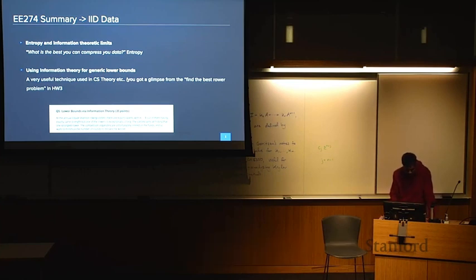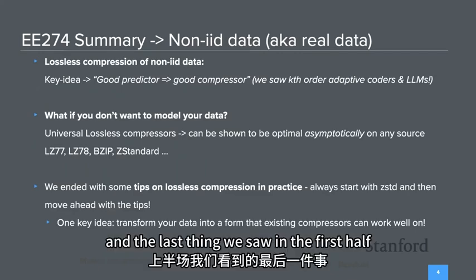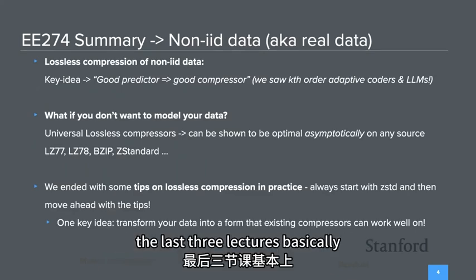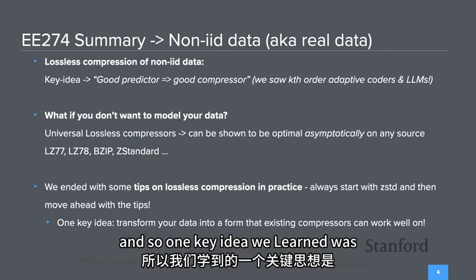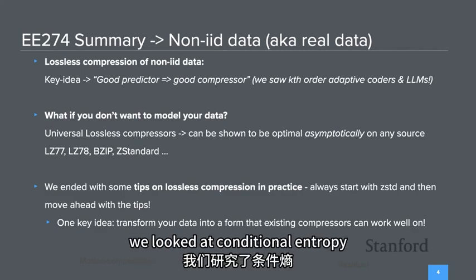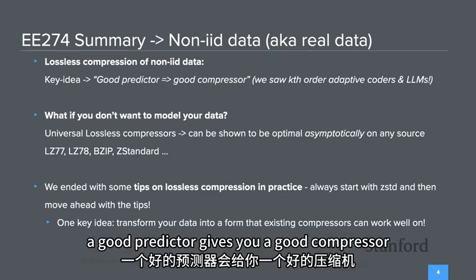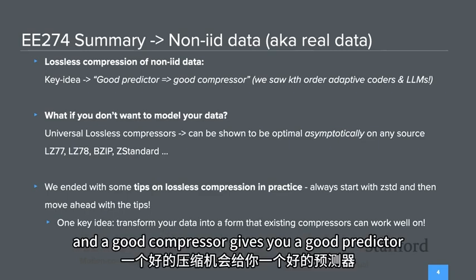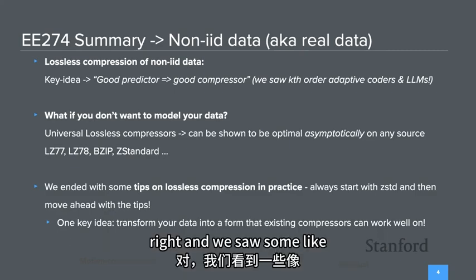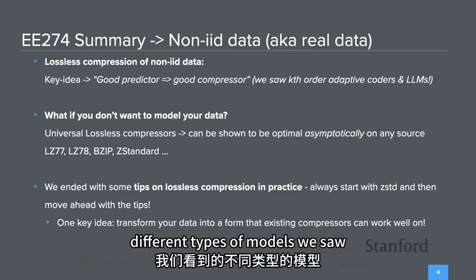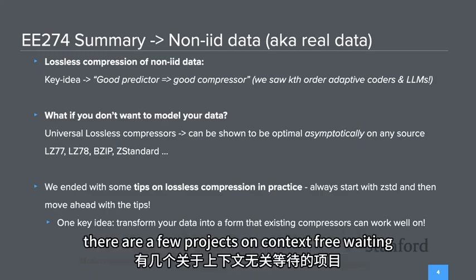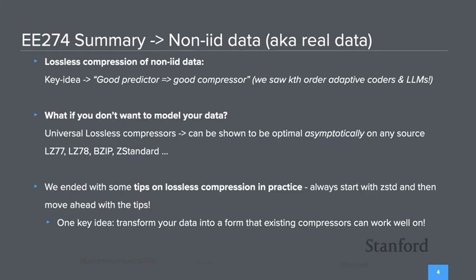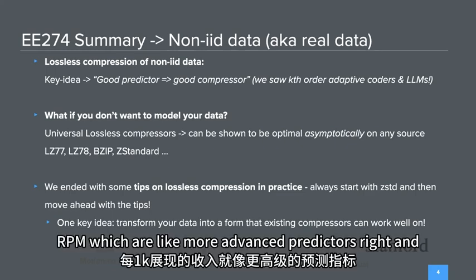And the last thing we saw in the first half, the last 3 lectures basically, was non-IID data, or what we call real data. One key idea we learned, looking at entropy rate and conditional entropy, was that a good predictor gives you a good compressor, and a good compressor gives you a good predictor. We saw some different types of models. We saw kth order adaptive coders. Some of the projects you are doing are on context tree weighting and PPM, which are more advanced predictors.